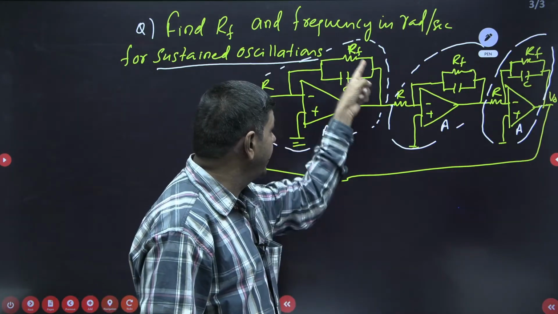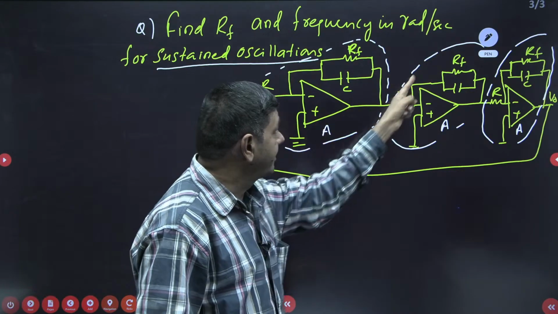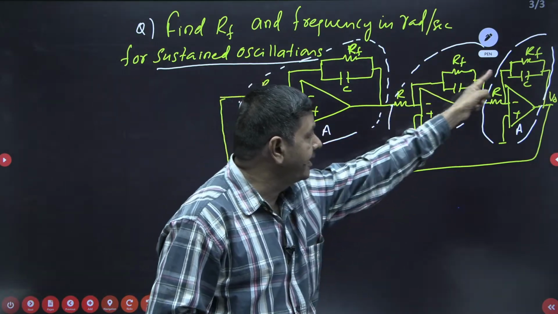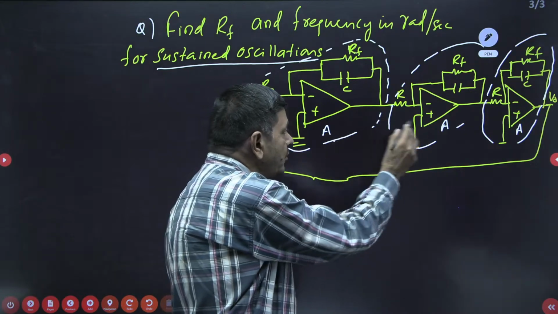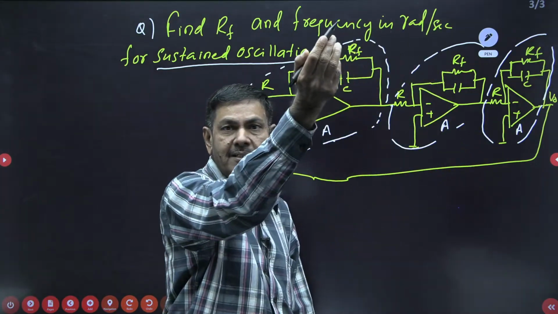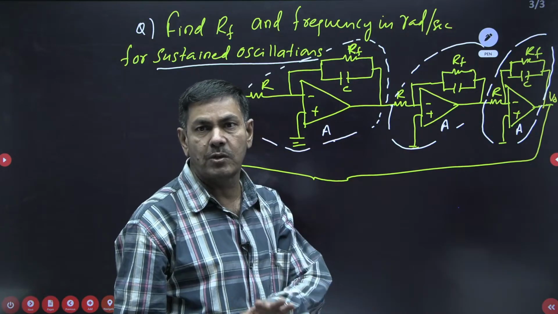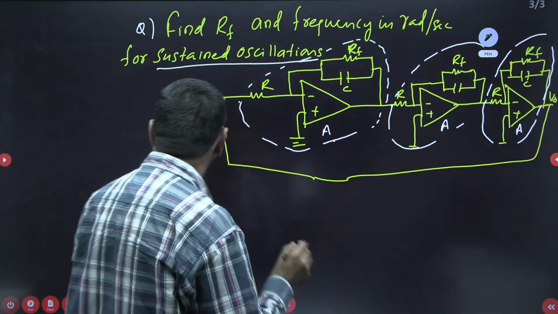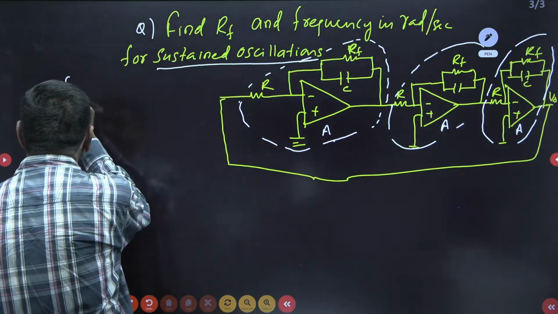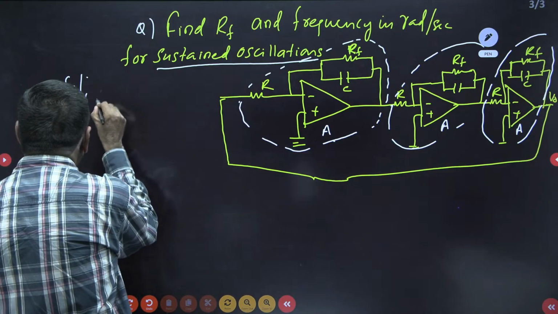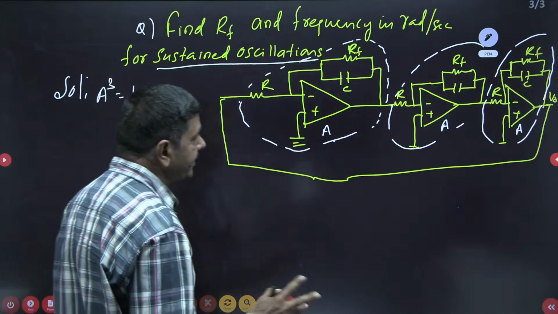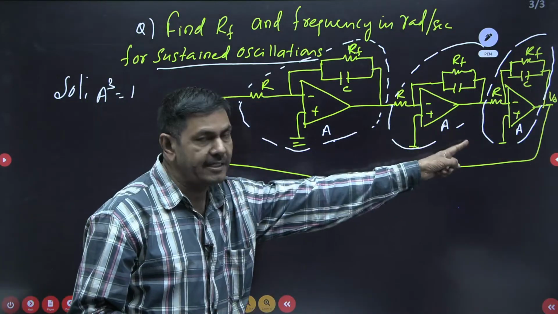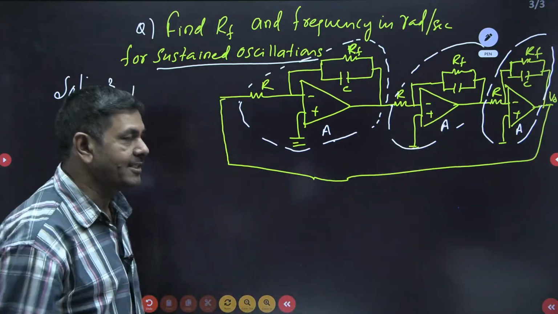Here also the gain available from this is A, from this A, and from this A. So how much total loop gain is available? A into A into A, A cube. A into A into A equals 1 only. That's why A cube equals 1. I can write directly A cube equal to 1. Here there is no beta now; A into A into A equals 1. We should apply it like this only.